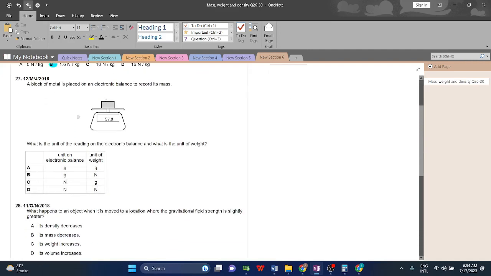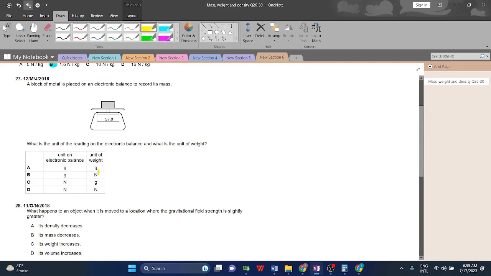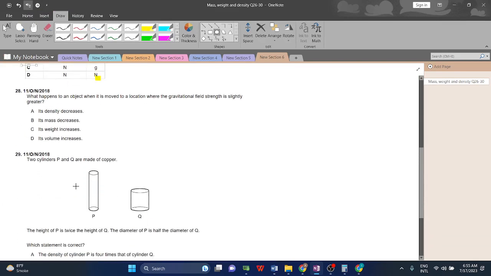Question 27. A block of metal is placed on an electronic balance to record its mass. What is the unit of the reading on the electronic balance and what is the unit of the weight? Unit of the weight is always Newton, so it's either B or D. And the electronic balance, you're gonna be using grams, right? So B is the right answer.